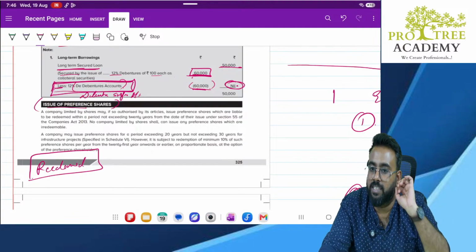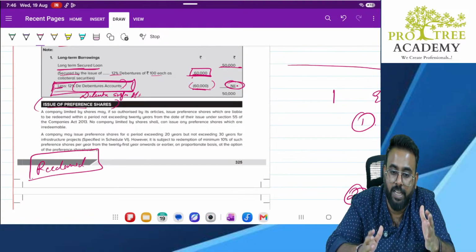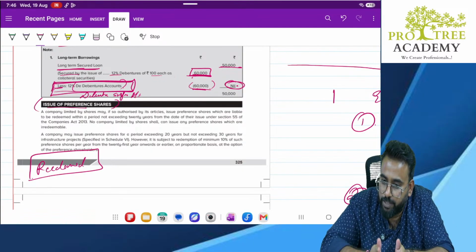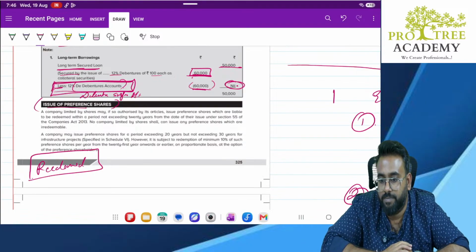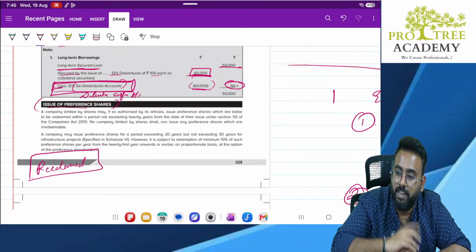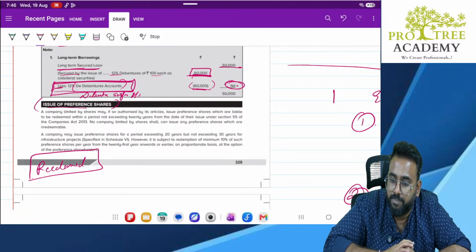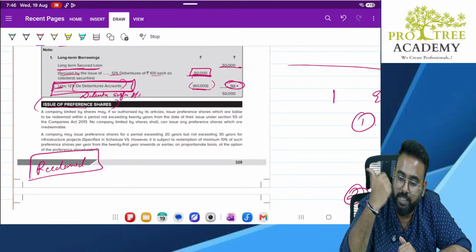So what is this year, sir? What is the meaning of 3 years? That means you take the money now, use it for 3 years. After 3 years, pay back the preference shareholders. Now what will they get in return, sir? Dividend every year. They will get dividend 12%, 9%, 6%.